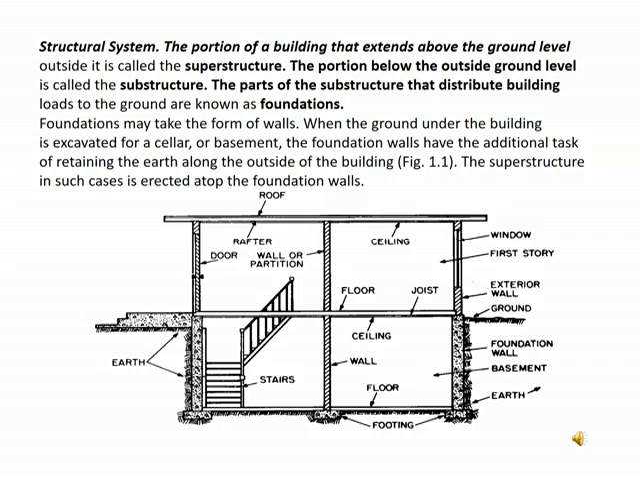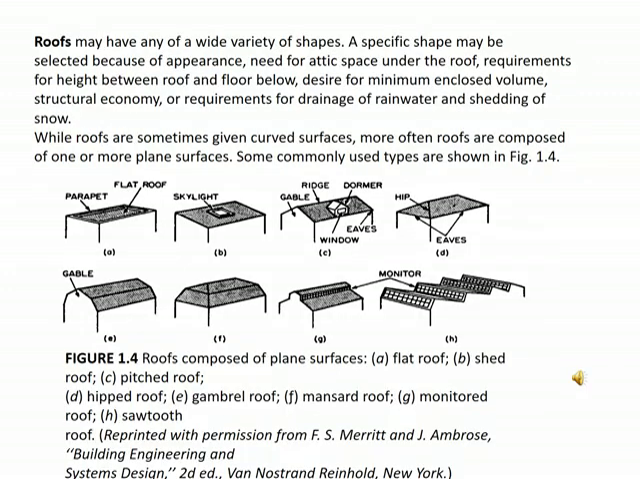This is the design of the roof. Roofs may have a wide variety of shapes. A specified shape may be selected because of the appearance, the need for attic space under the roof, requirements for light between the roof and the floor below, the desired minimum enclosed volume, structural economy, or requirements for drainage of rainwater and shedding of snow. So the roof will have an established shape.